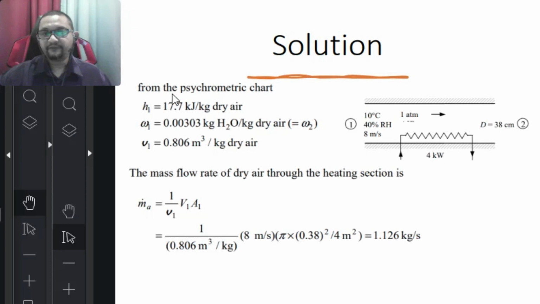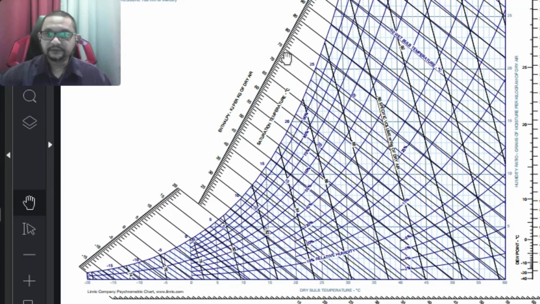So we can find from the psychrometric chart. I will show how to find these values. We get the specific enthalpy h1, the specific humidity omega 1, and also the specific volume v1. Based on these values, we get the output from the psychrometric chart. How to find these values? Let's look at the psychrometric chart.